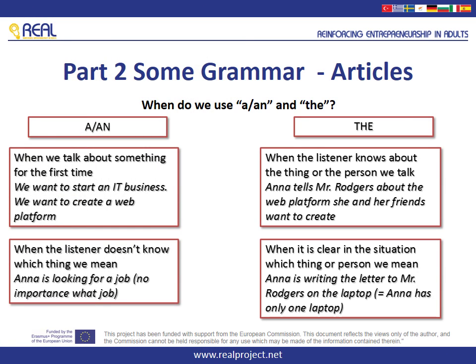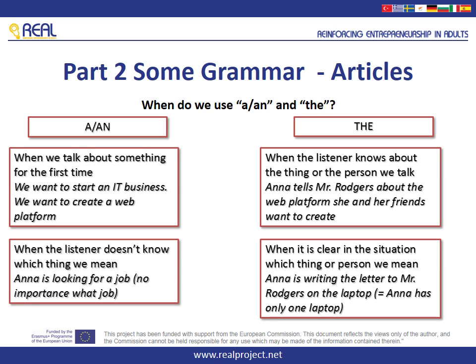So, when do we use the articles a and the? We use a when we talk about something for the first time, or when the listener doesn't know which thing we mean. We use the article a only with singular countable nouns. We use the when the listener knows about the thing or the person we told, or when it is clear in the situation which thing or person we mean. We also use the when we know that there is only one of a particular thing. For example, the sun, the world, etc.